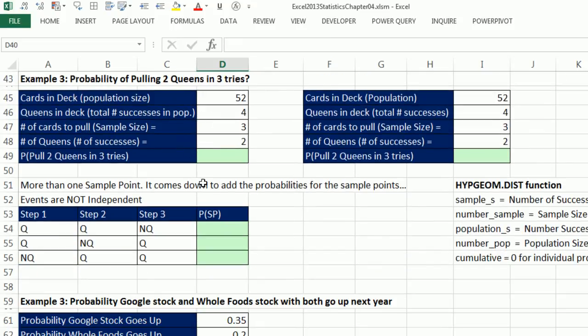Now we want to come down to pulling 2 queens in 3 tries. Well, that means we're going to have to list out our sample points, which I did here. We could pull a queen, then not a queen. We could pull a queen, not a queen, then a queen, and then not queen, queen, queen. So we have to calculate the probability for each one of these. And these are conditional probabilities for each one of these sample points.